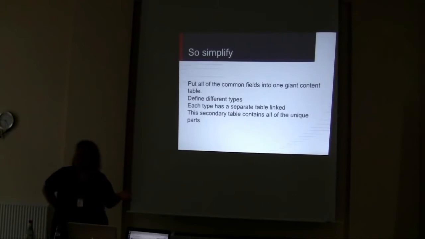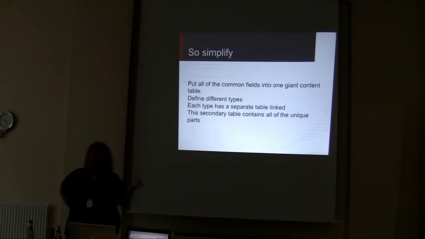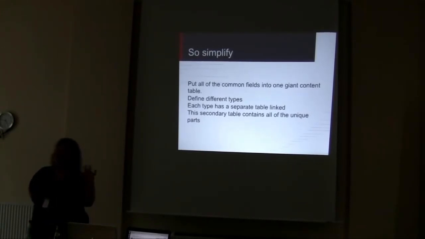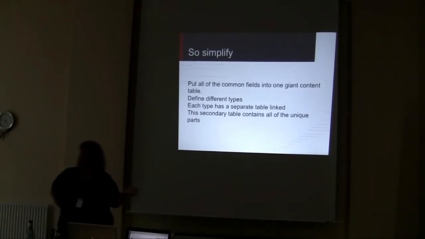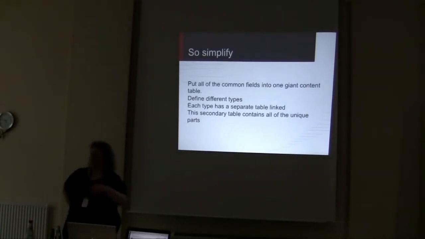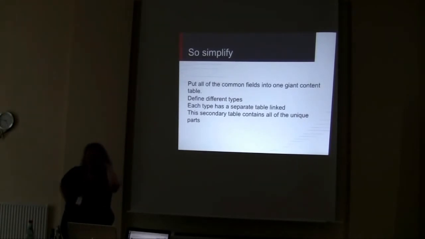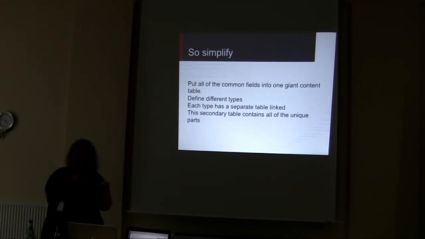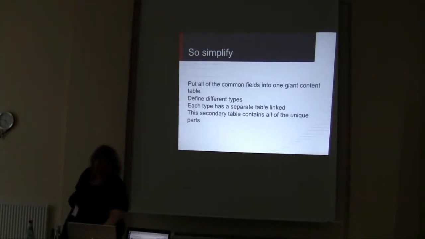We're going to define different types of content, and each type of content can have its own separate secondary table linked that can contain the unique fields like zip code, address and phone number in com_contact. So it'll contain all of the unique parts. And so we can radically simplify, because like I said already, articles, news feeds, and web links are already completely covered by the content table. Except we might want to take some things out, but we'll see that in a second.